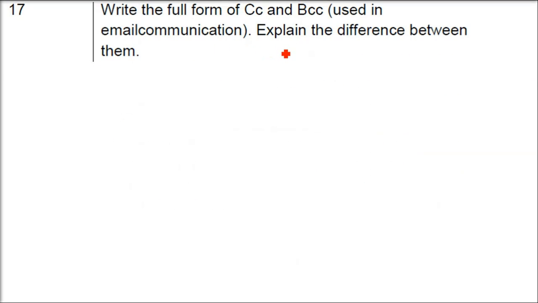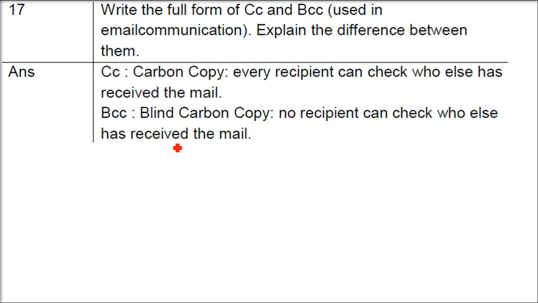Write the full form of CC and BCC used in email communication and the difference between them. So let me start with an example. You opened Gmail or Yahoo Mail or any mail, that is, you open something to send. Whenever you open it, you will get two fields. You are going to write the recipient address. For example, we are trying to send it to Sarvesh.